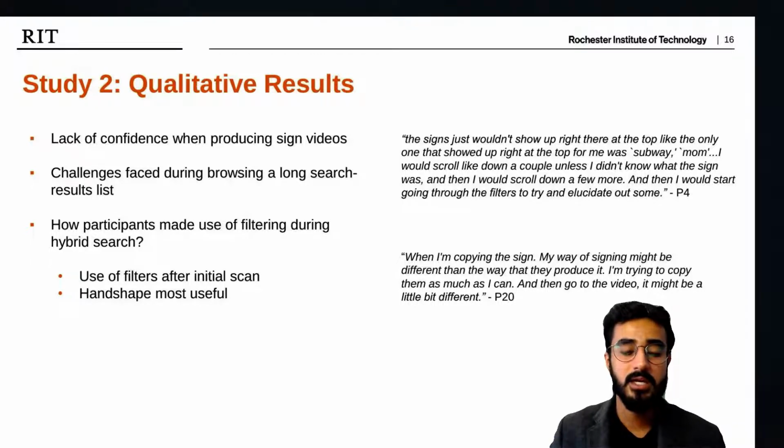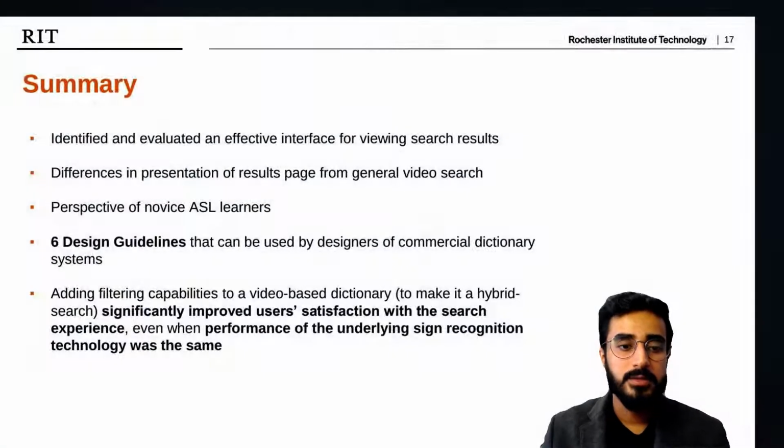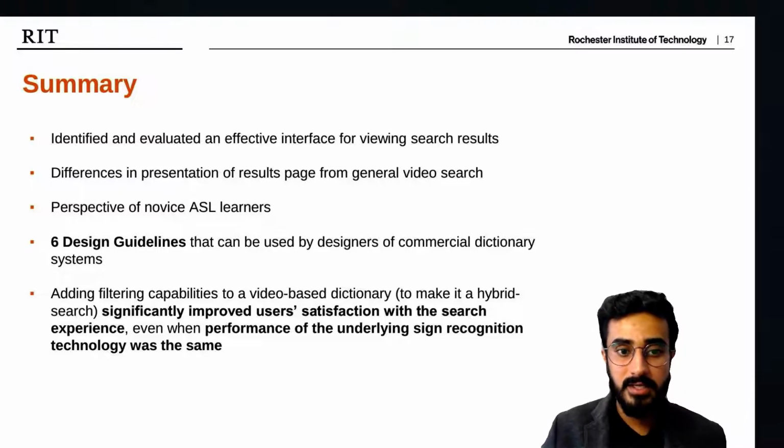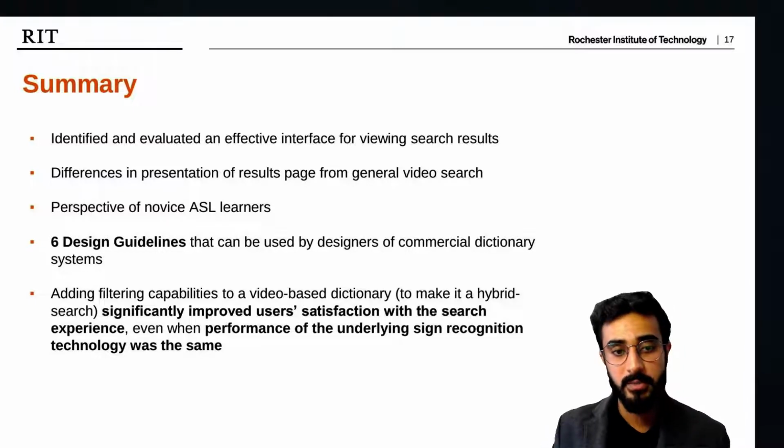We also got some data on how they use the filtering options. For example, they use the filters after doing an initial scan through the results, and they found handshape to be the most useful filter. So to summarize, we identified and evaluated an effective interface for viewing search results in a sign language dictionary. We also found that there are differences in the way that users like their results to be presented in a sign language dictionary as opposed to in general video-based search engines.